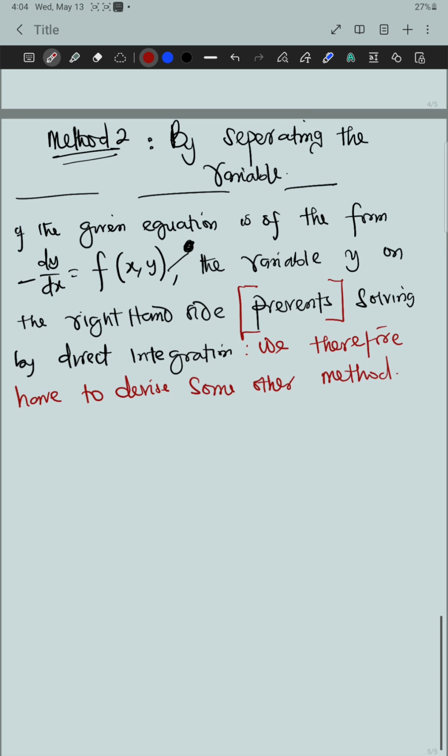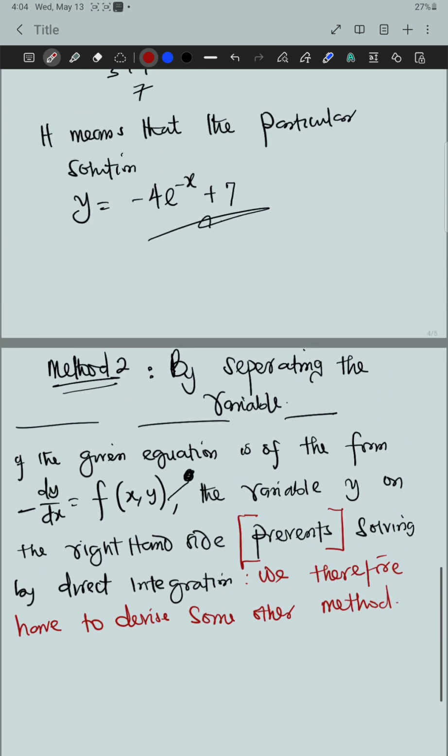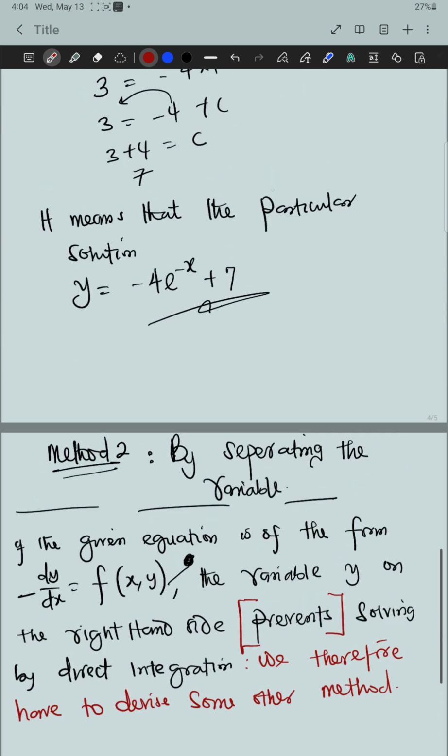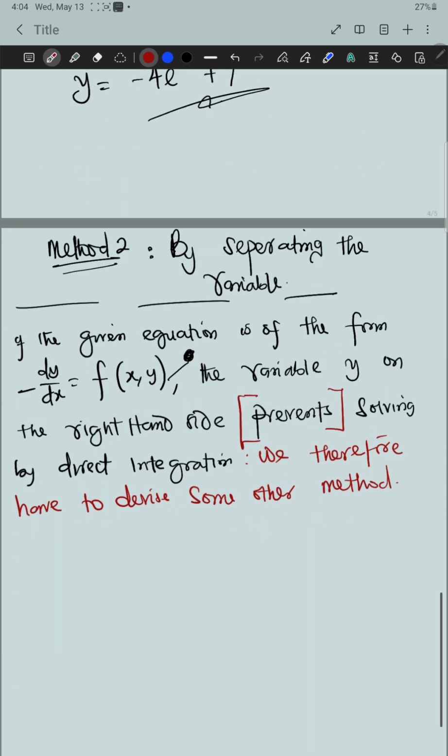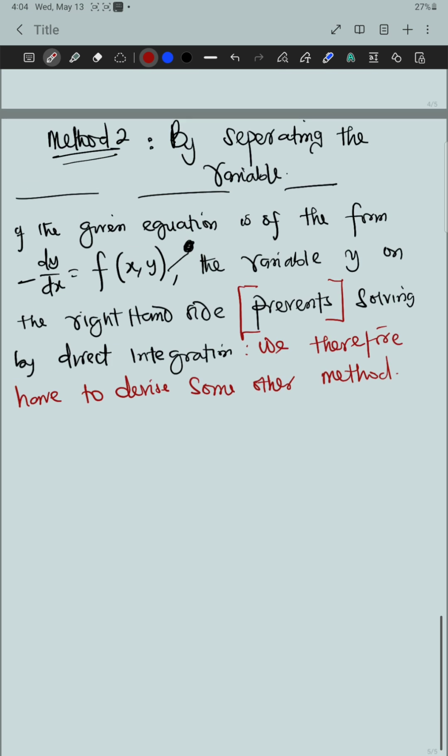So I'm making the video easy for you to understand. All right, so we therefore have to devise some other method. Now let's look at a very interesting example.